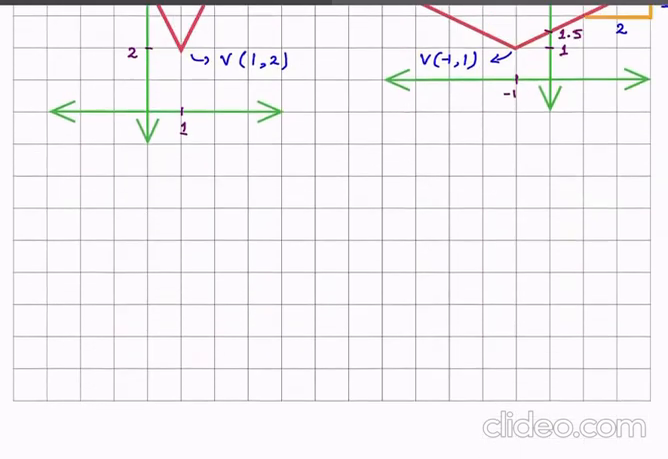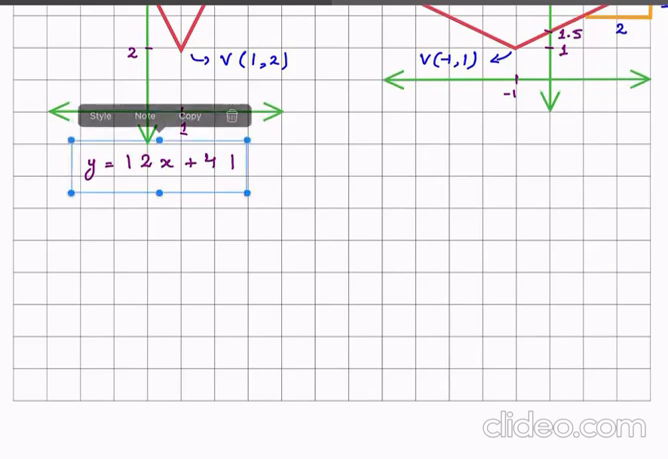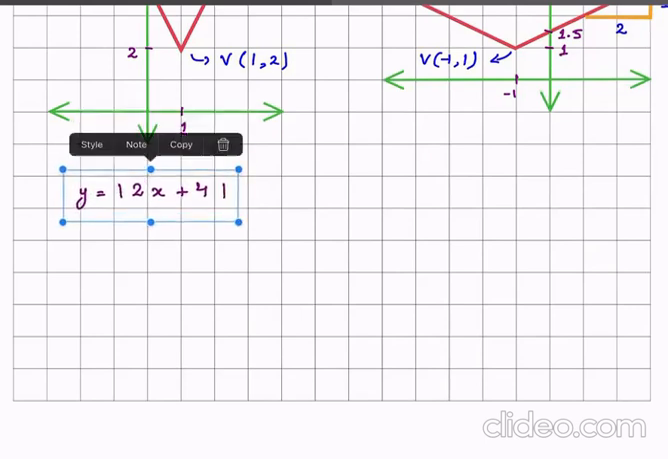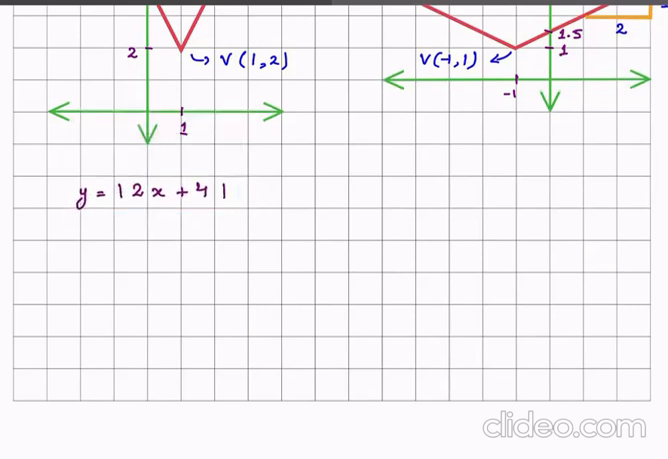So let's say we are having another graph. Y is equal to modulus of 2x plus 4. So basically the problem in this question is that x should be separate. So if x is to be set, let me take another question.